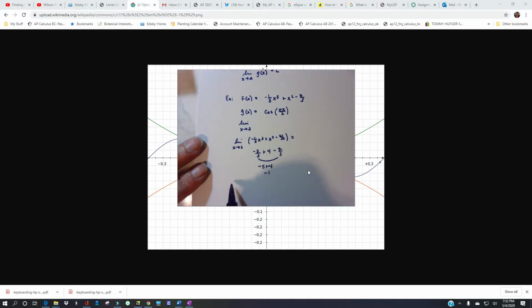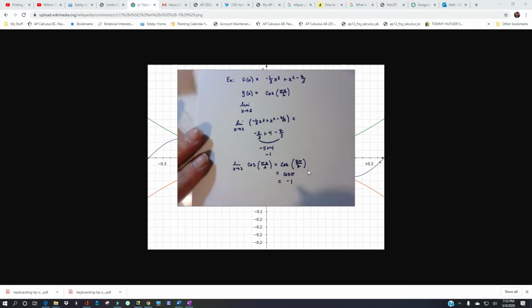Now we're going to do the same thing for g. So if I plug the 2 in, you notice how I'm writing this, right? I'm showing the grader. I'm going to take the limit as x approaches 2 of this function, and now I'm going to plug that 2 in, right? So that means the limit notation goes away. So this is 2 pi over 2, and those are going to cancel. So what we're looking at is the cosine of pi, and that limit is negative 1.